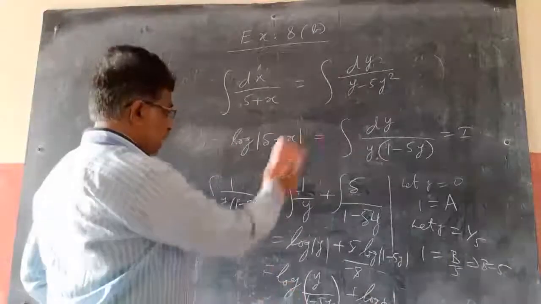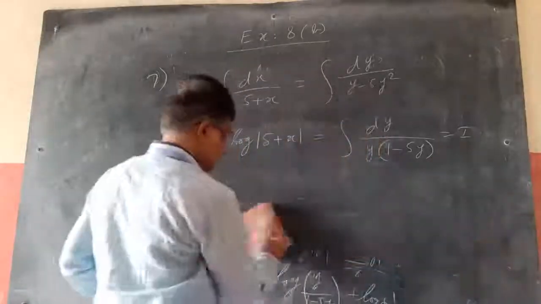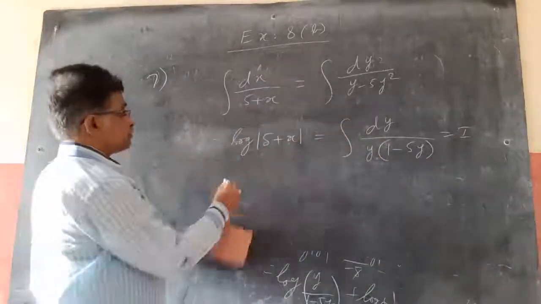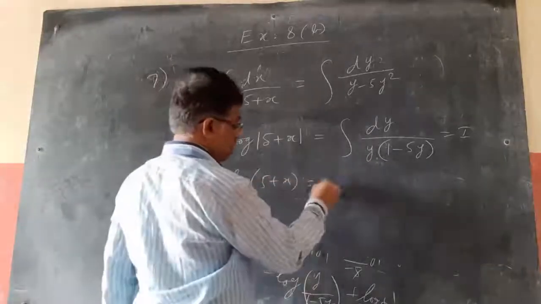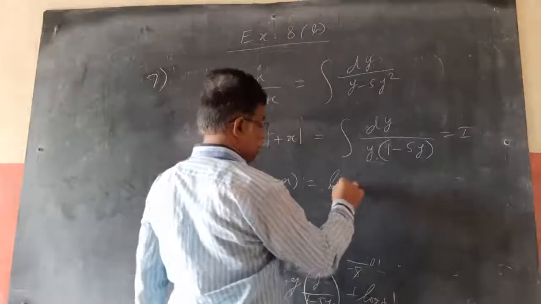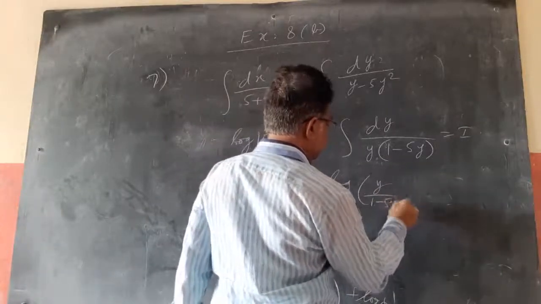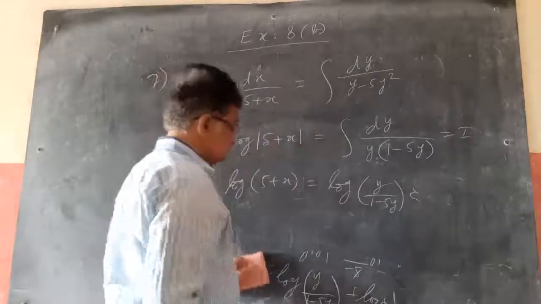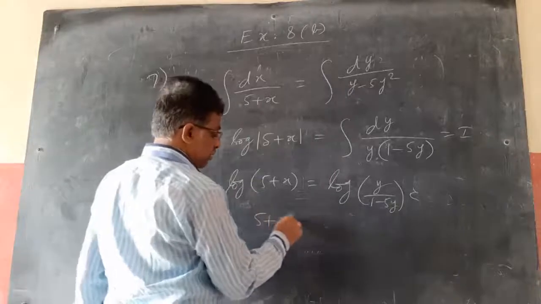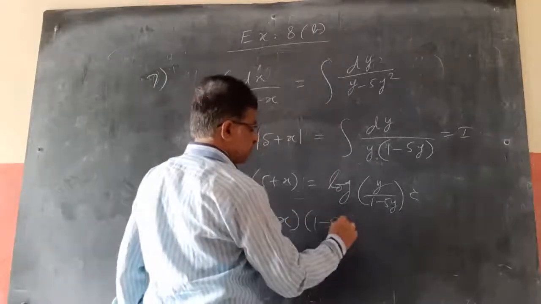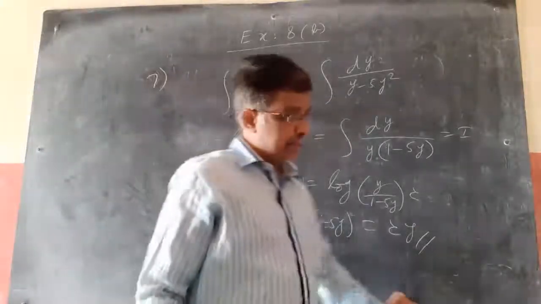So now substitute here in place of y, what do I get finally? So log of 5 plus x equal to log of y by 1 minus 5y into c. So log cancels on both sides and 1 minus 5y goes to this side. So 5 plus x into 1 minus 5y equal to cy. This is the final solution, the final equation.